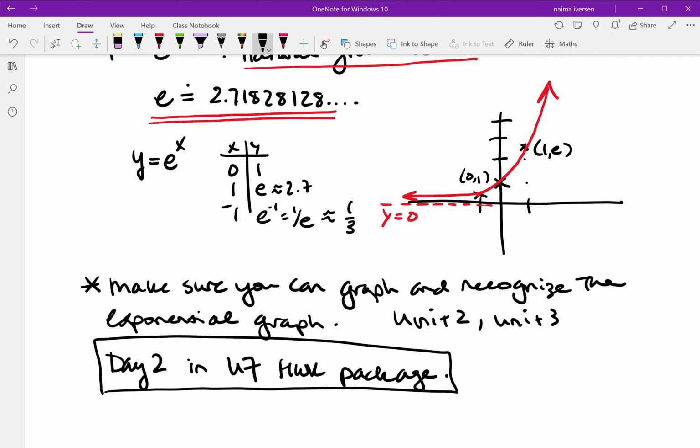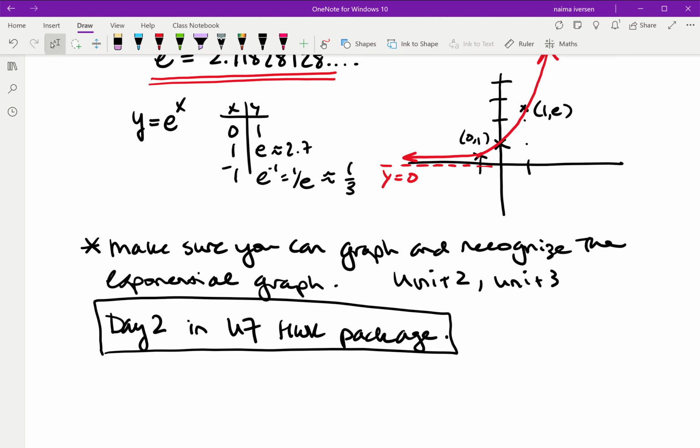I am going to cut a couple of days from the unit, but we are going to be getting through most of the logs unit. Hopefully everything's all good. And yeah, if you can get this done, that would be fantastic, and see you soon.